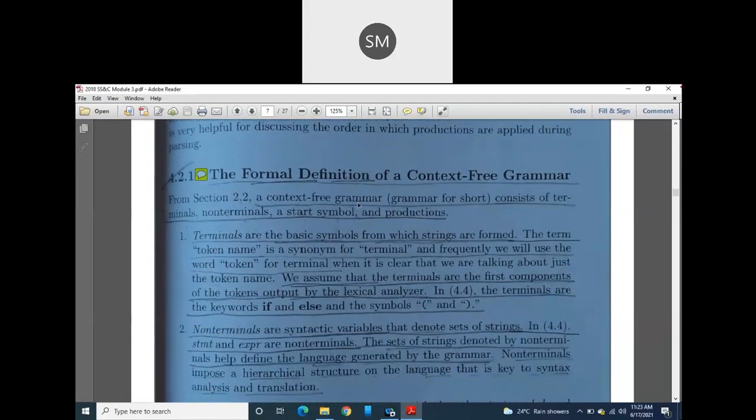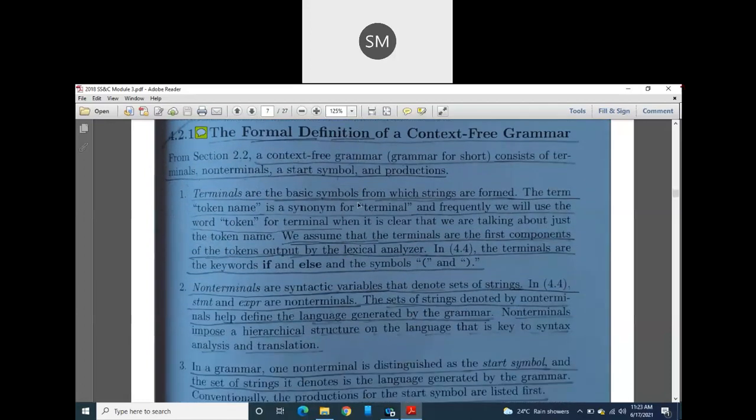I already told you that in a token there are two parts, token name and attribute value. Attribute value is not necessary for operators and keywords. Attribute values are necessary only for identifiers or variables. Whatever I have shown you, if and else and open parenthesis, close parenthesis, are punctuation symbols, operators, or keywords. So for keywords, punctuation and operators, attribute value is not required, only token name is required. But for identifiers, token name as well as attribute value is required.